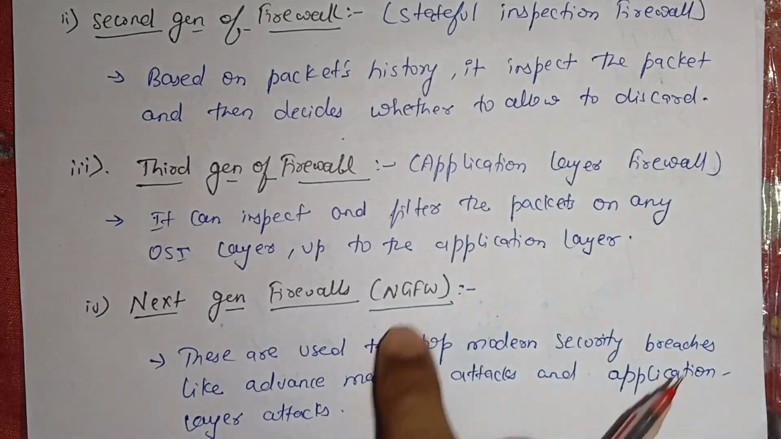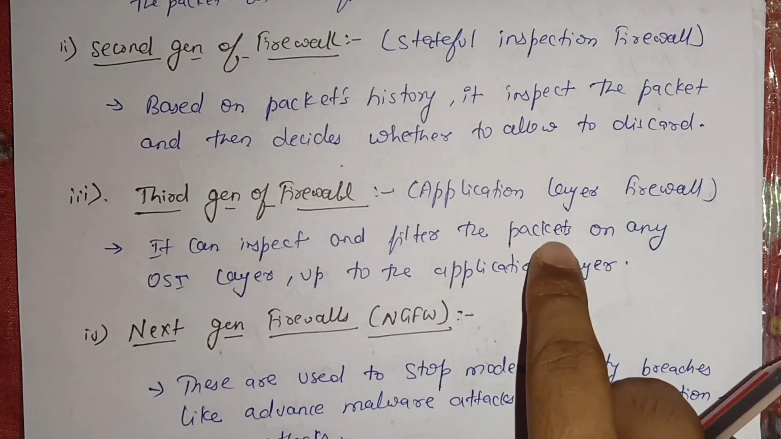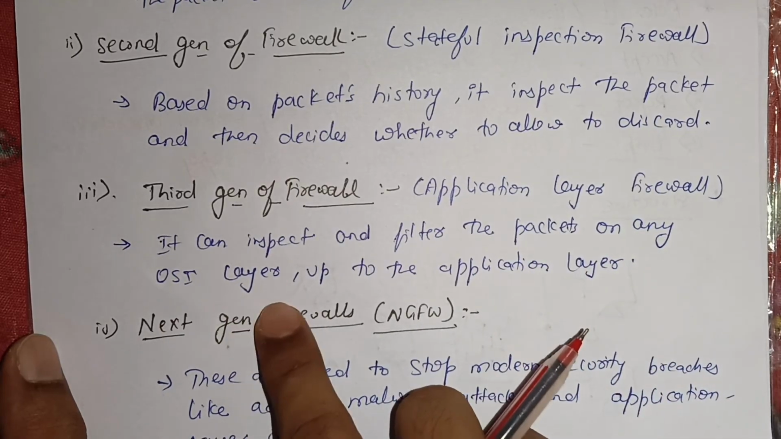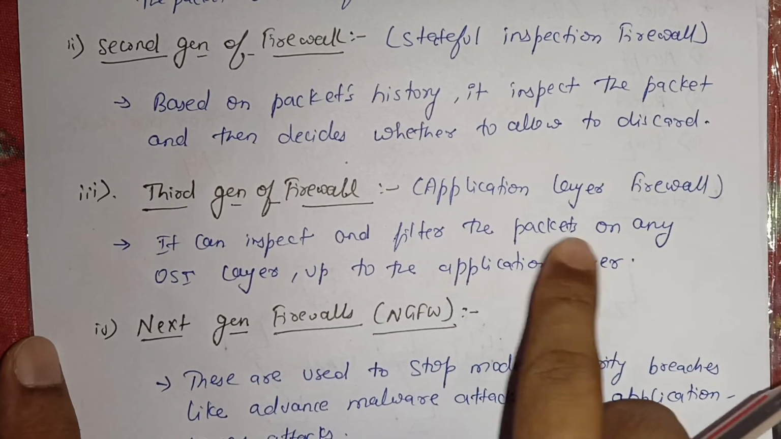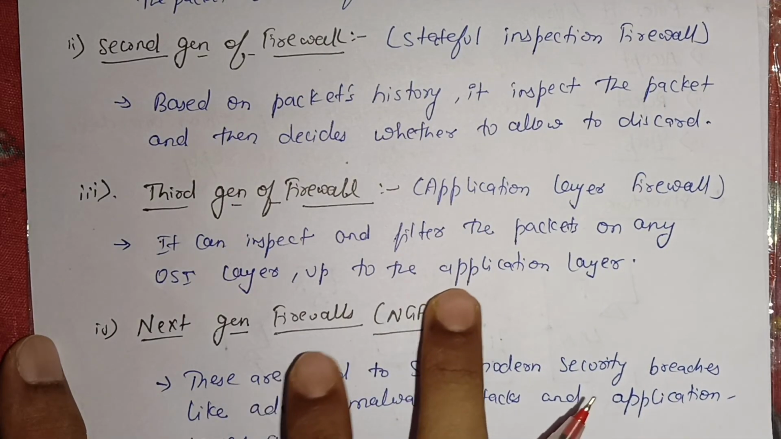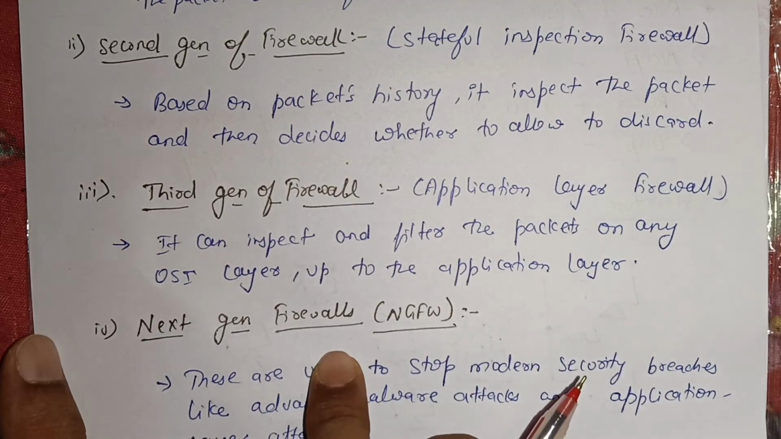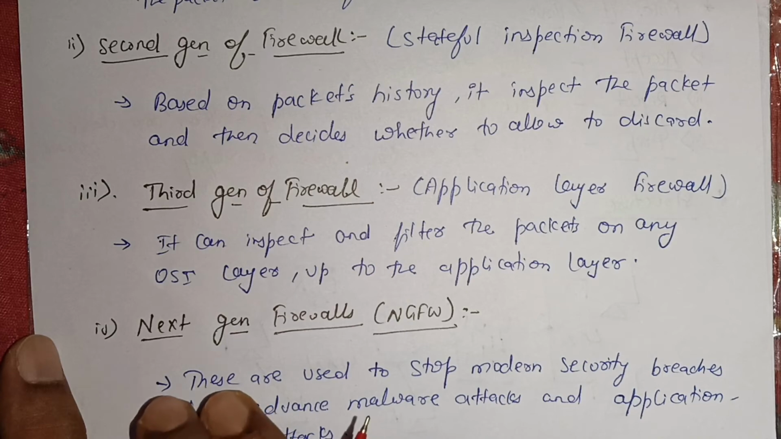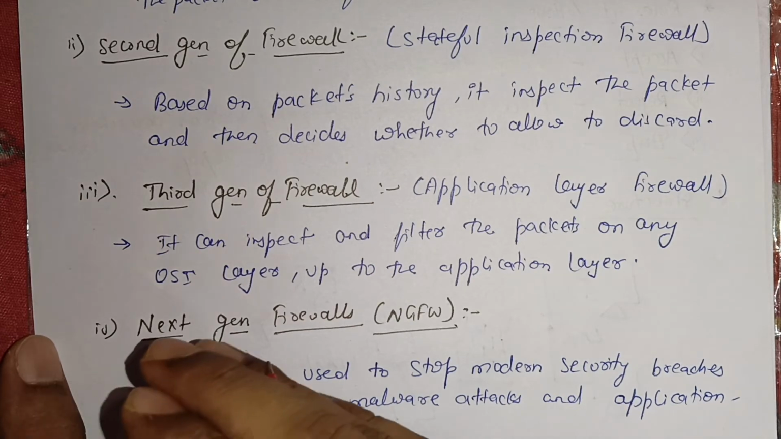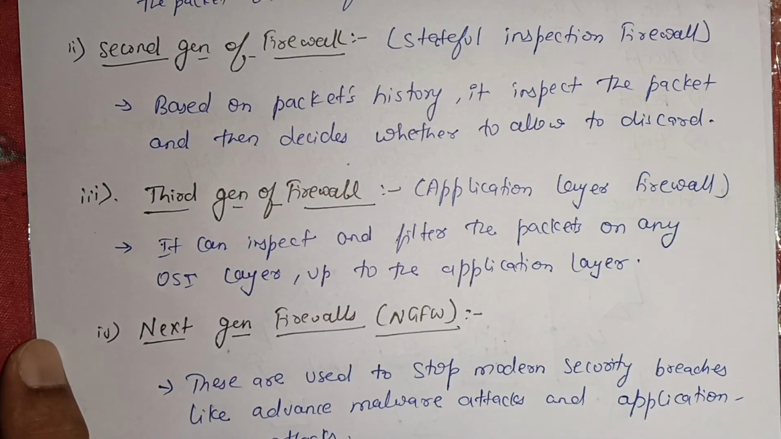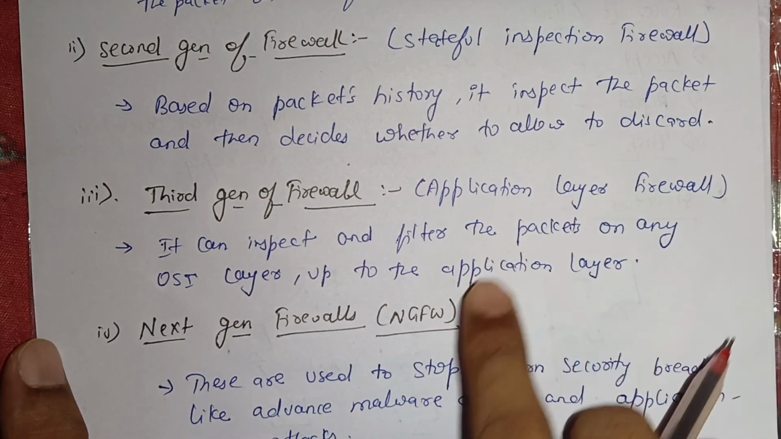Third one is the third generation of firewall. It is the application layer firewall. It can inspect and filter the packets on any OSI layer up to the application layer. So it is the combination of both the first and the second generation of firewall. Based on how the first and second generation firewalls work, it first inspects and filters all the packets, whether they are applicable, and whether there is a chance to allow the user to access the site or not.